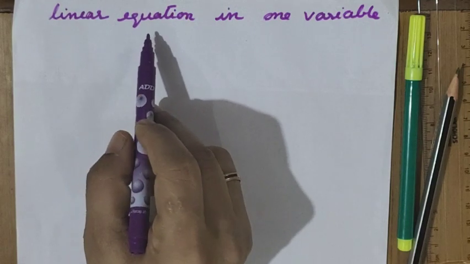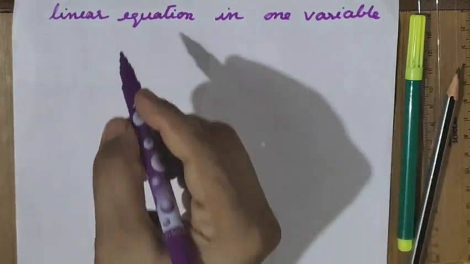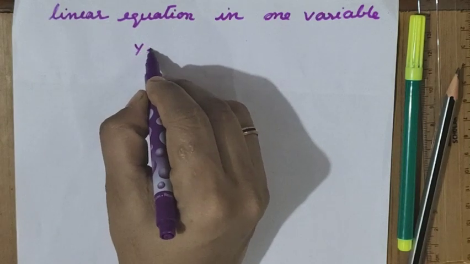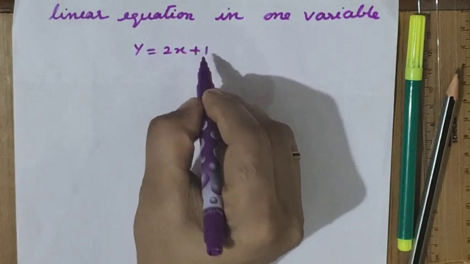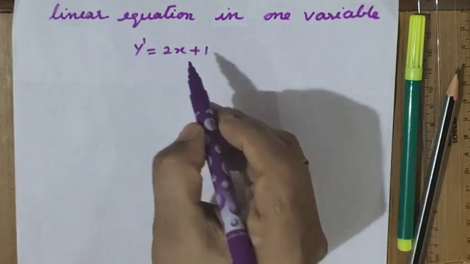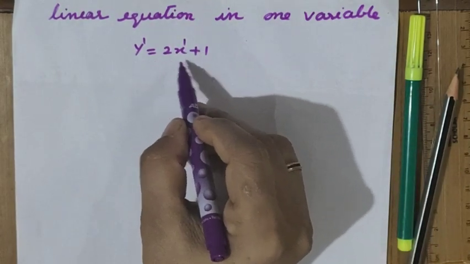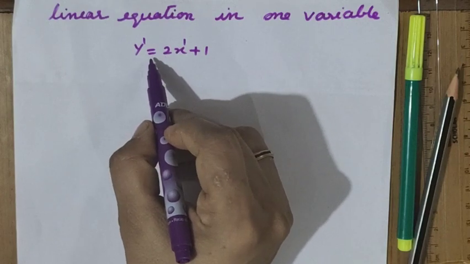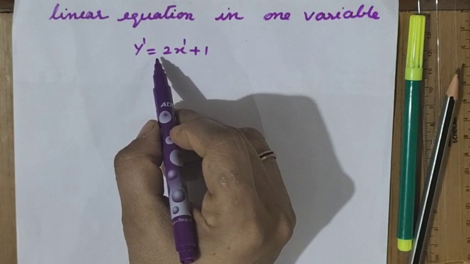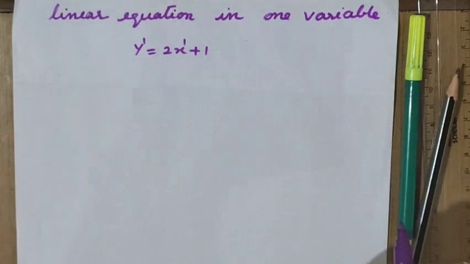Now we are going to learn about linear equations. See, y equal to 2x plus 1. What is the degree here? 1 only. x also has degree 1. So it is a linear equation, and again it is connected with the equality sign.